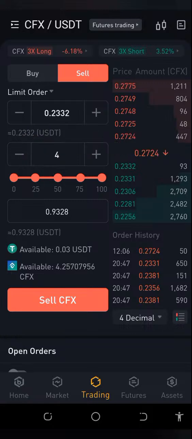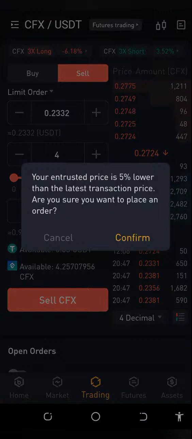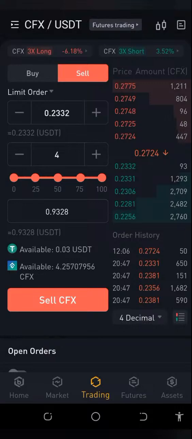But anyways, I've got $1 here and I'm wondering what I'm going to do with it. So probably I'll just change it and let it sit there till I have another trade to come in here, right? So let's see whether this is going to go. Oh, what did it say? It said, your entrusted price is 5% lower than the latest transaction price. Are you sure you want to place an order? I don't want to place an order.